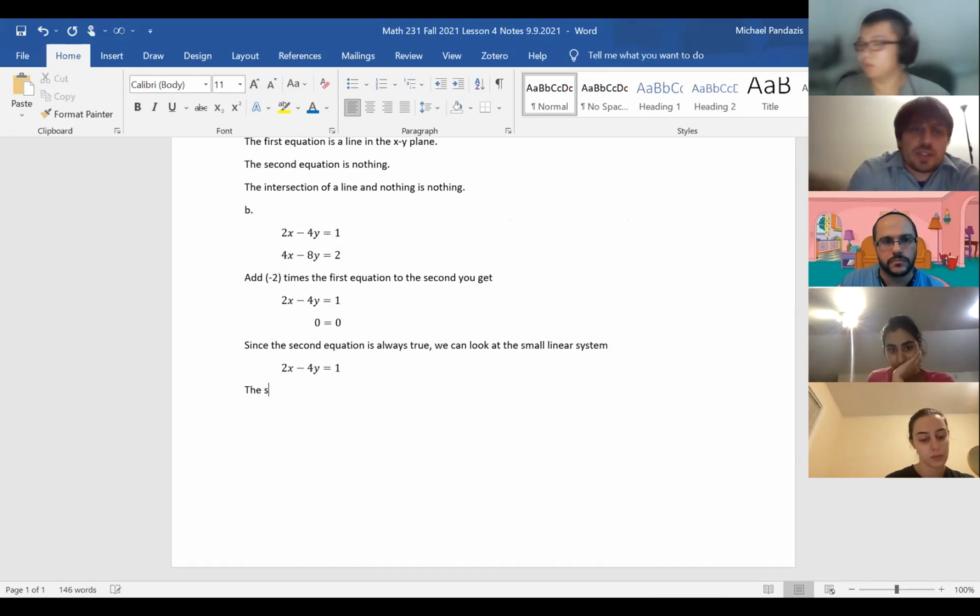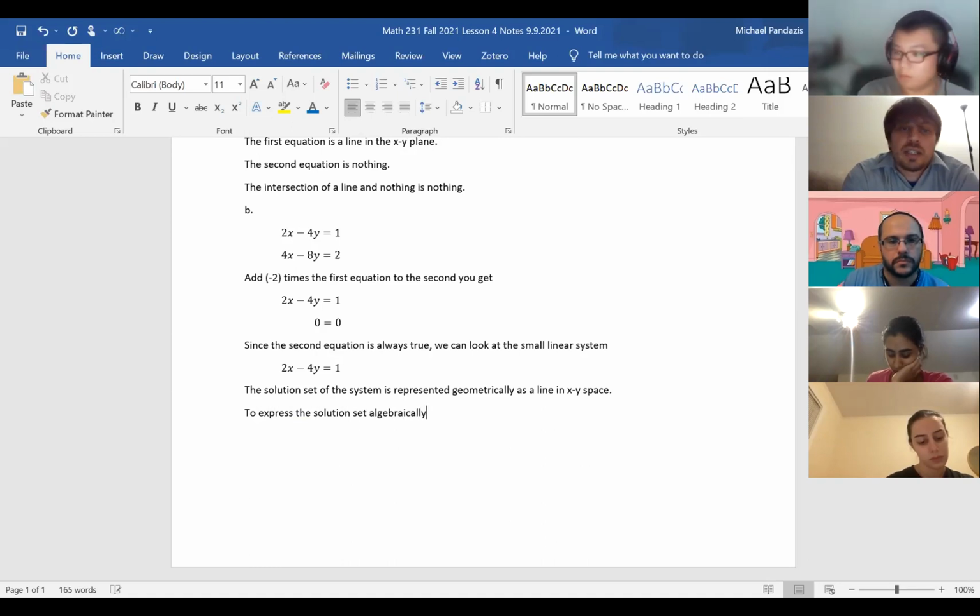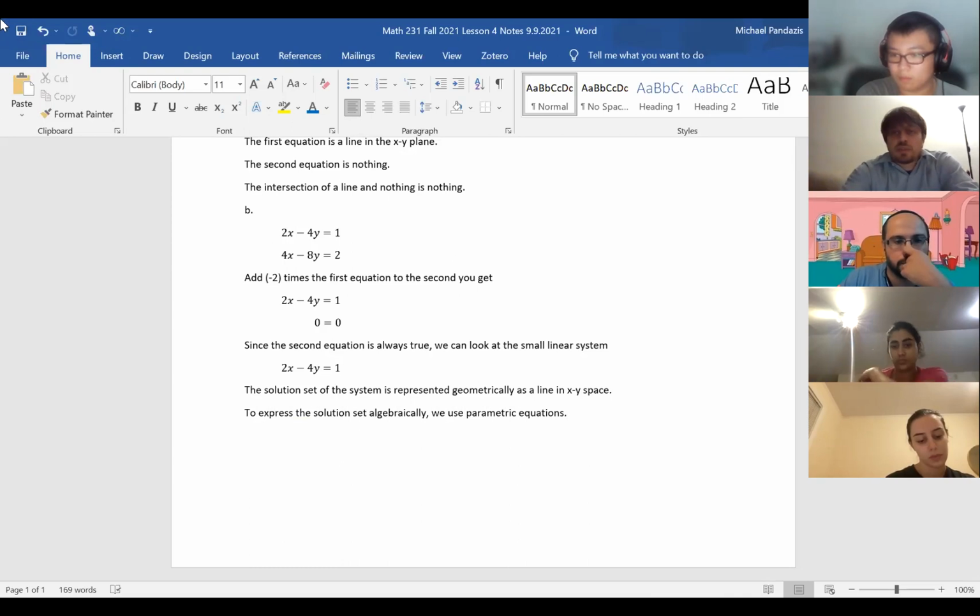So the solution set of the system is represented geometrically as a line in XY space, okay? To express the solution set algebraically, we use parametric equations. Okay, so if you wanted to represent it geometrically, you could draw a line, and if you want to represent it algebraically, you would use parametric equations.